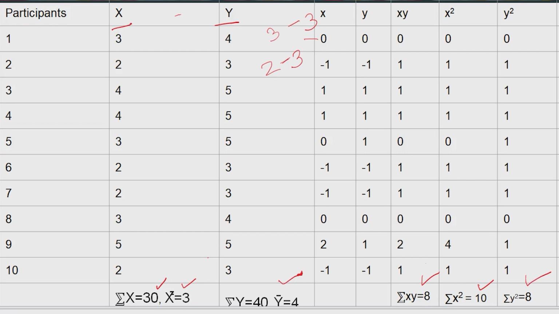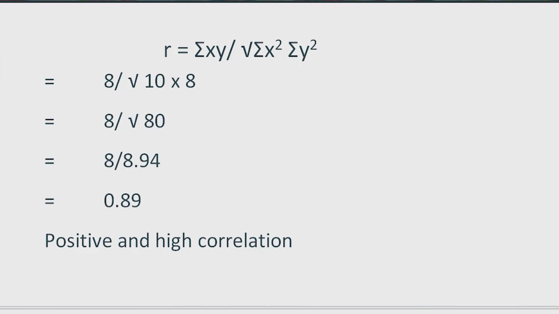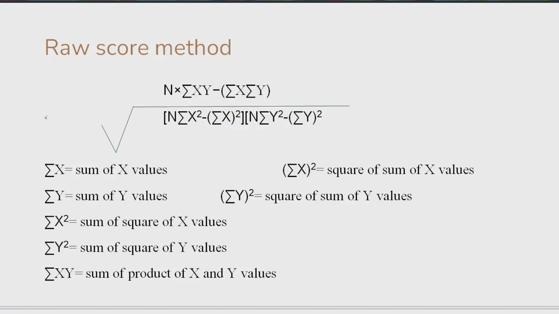Let's move ahead. Now when I put all these values in this formula which I have got, for summation xy I know it is 8, then under root of 10 into 8, finally when I calculate, I get the value of 0.89. Now 0.89 is positive, because it has a positive sign, and it is a high correlation. It's actually a very high correlation, almost equivalent to 0.9. So this is the deviation score method.